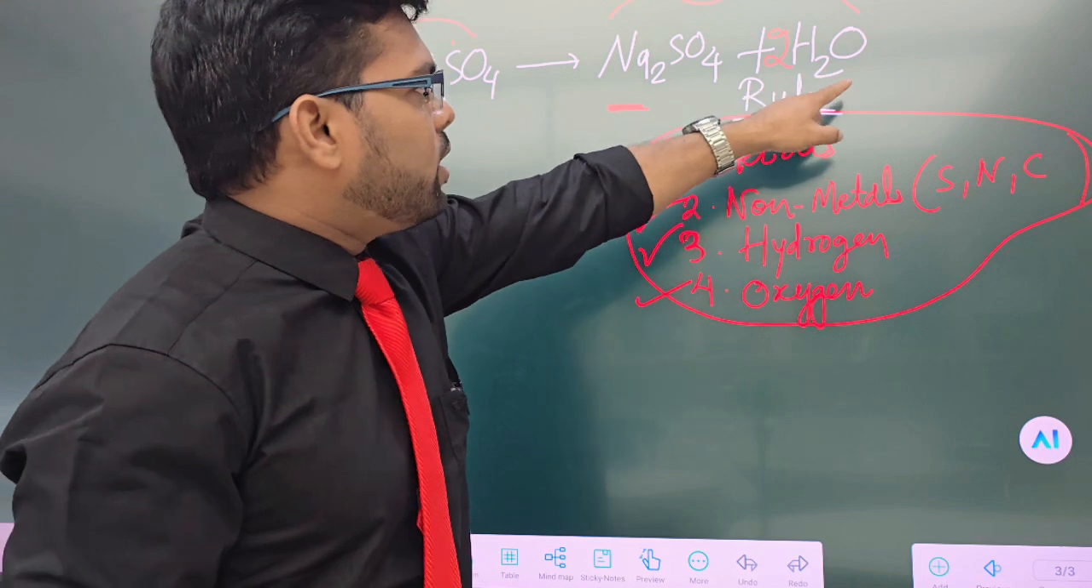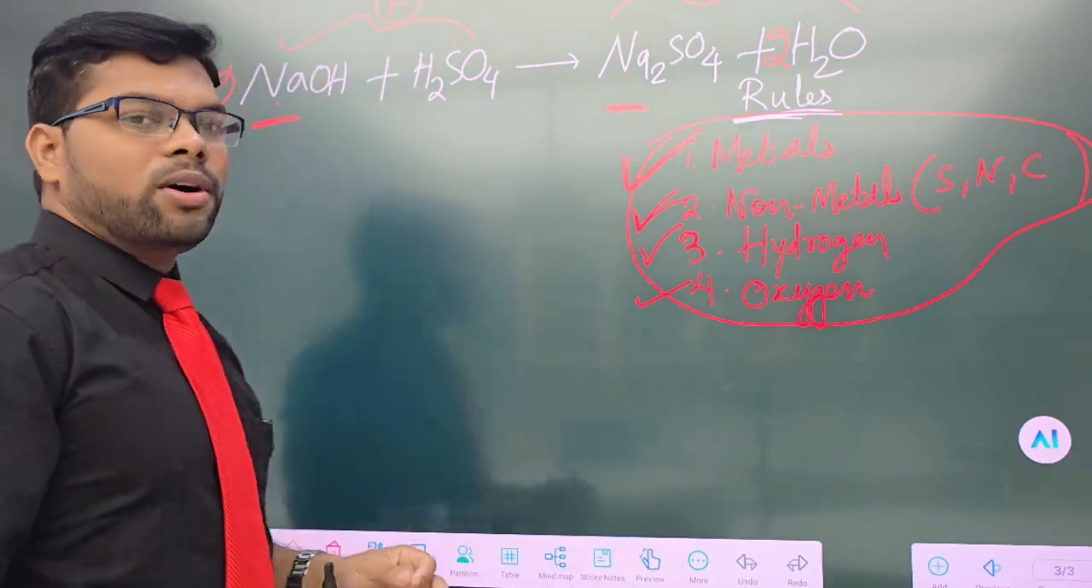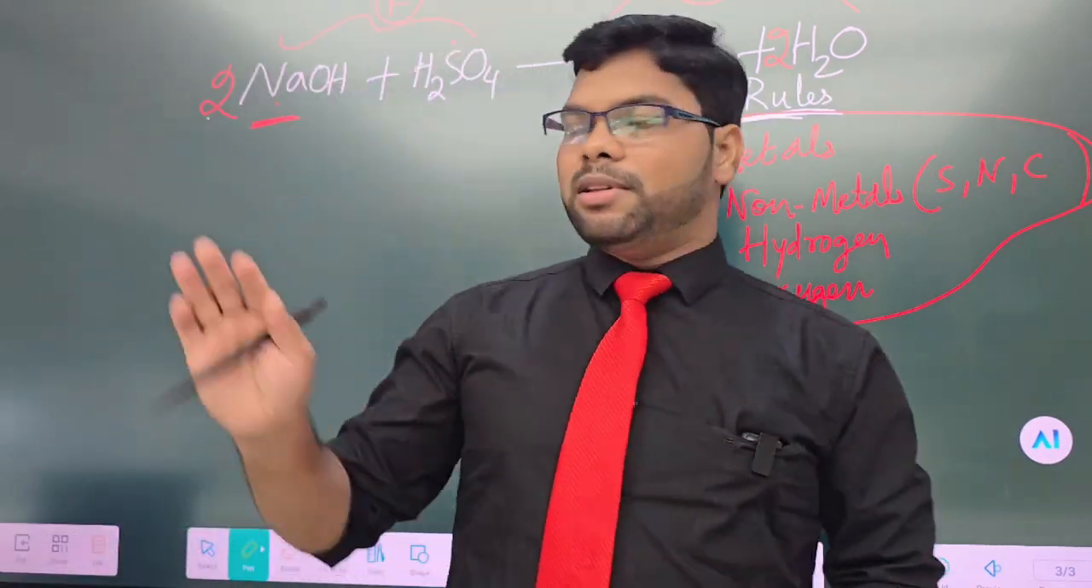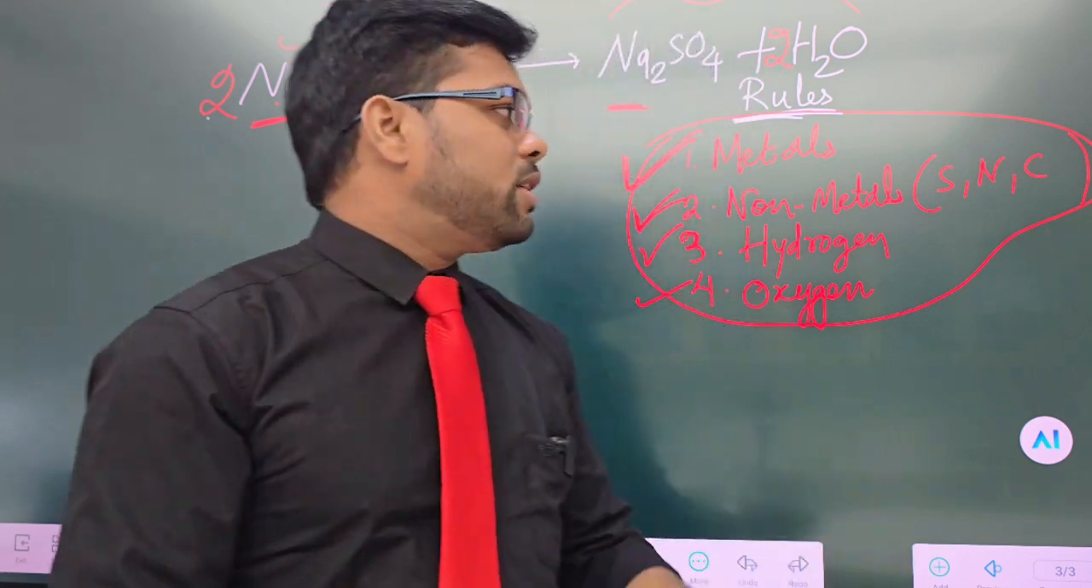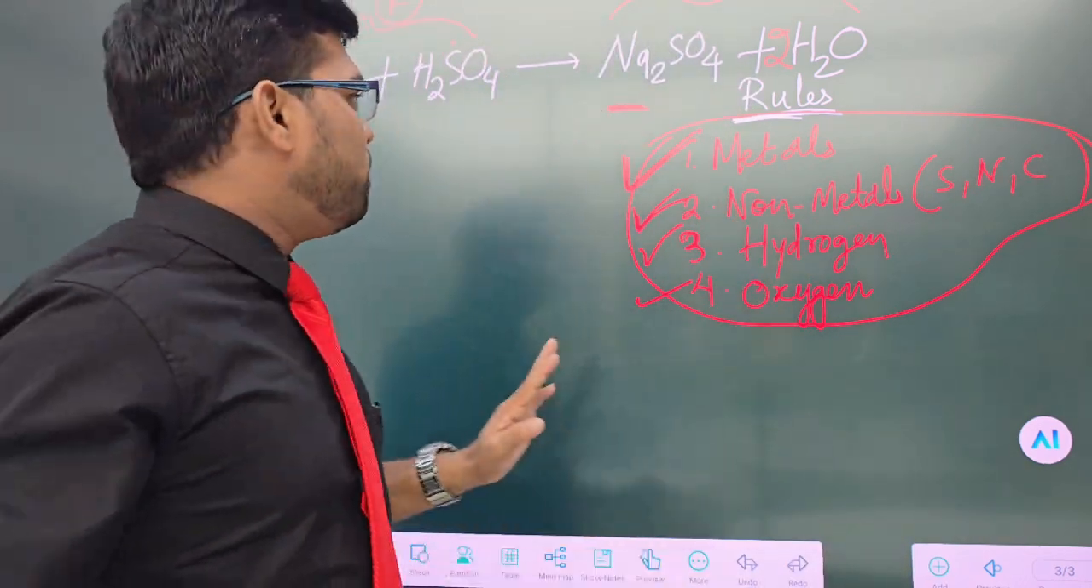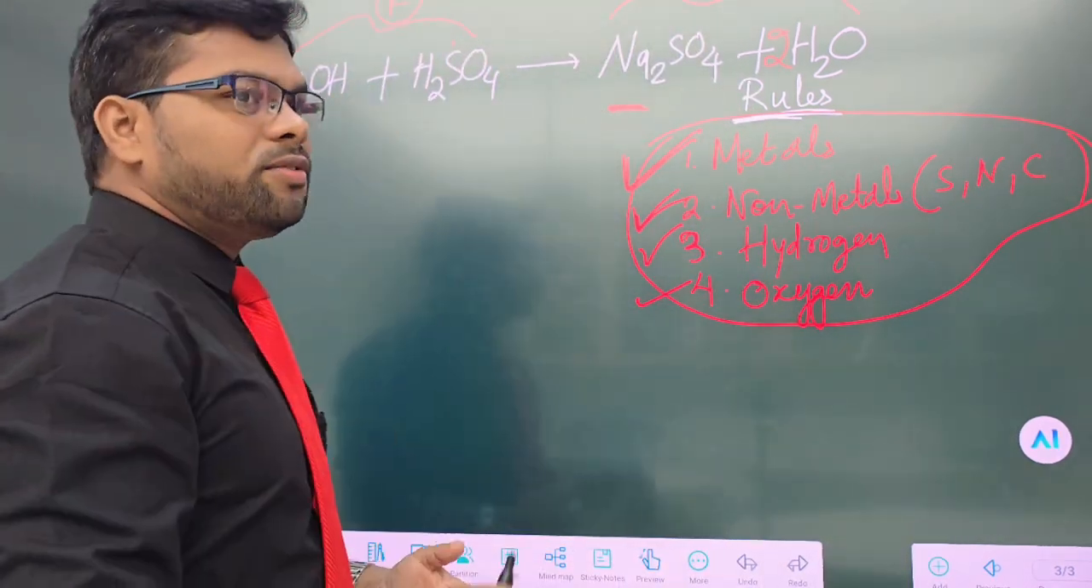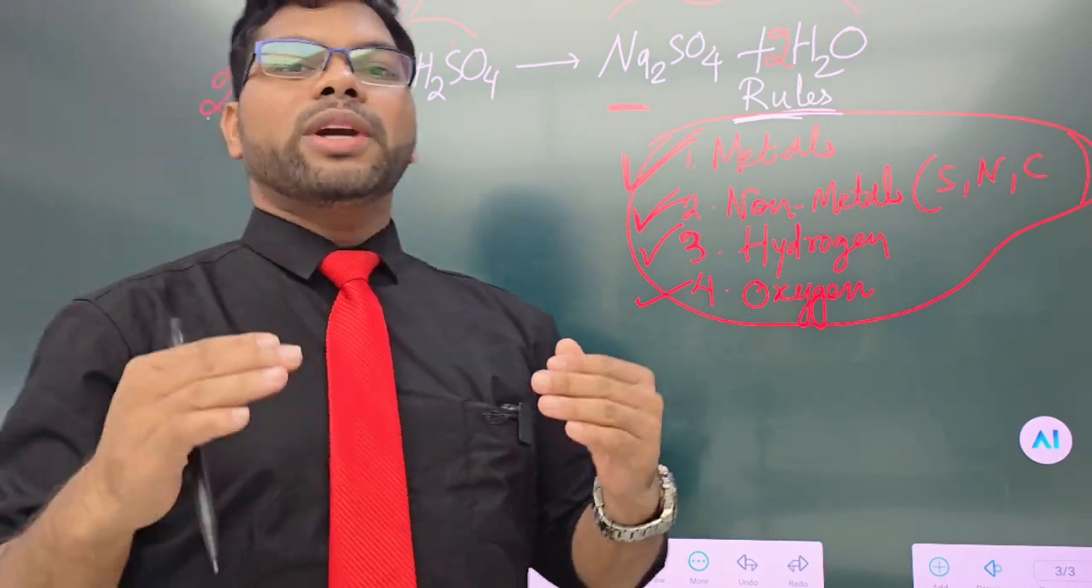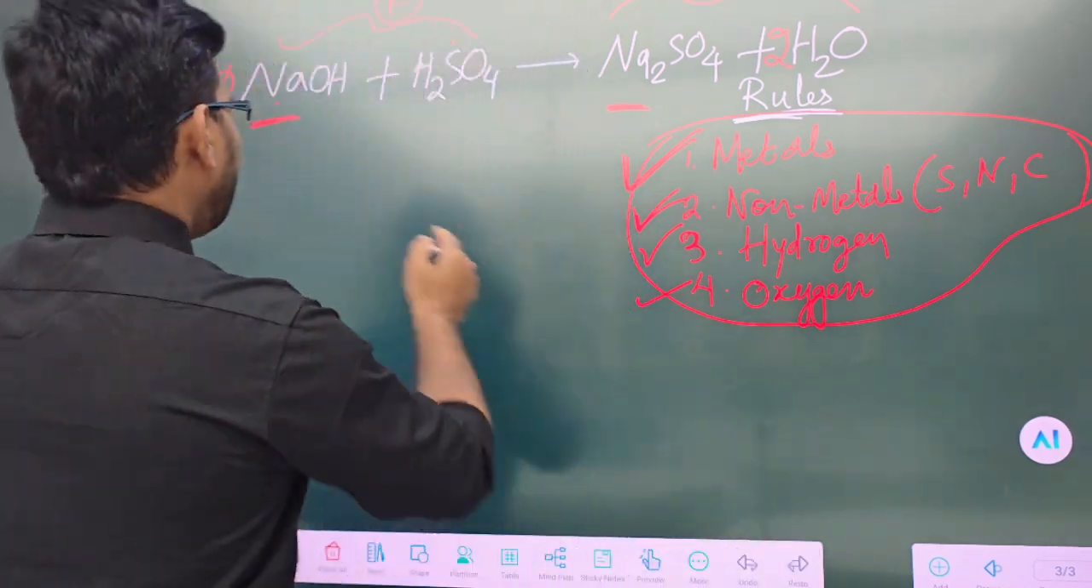Here 4 and here 2. So oxygen is also 6 on the reactant side, I mean left side, and 6 oxygen on the product side. So now this is your balanced equation. If you are confused whether it is correct or not, you can count by yourself. How do you do that?